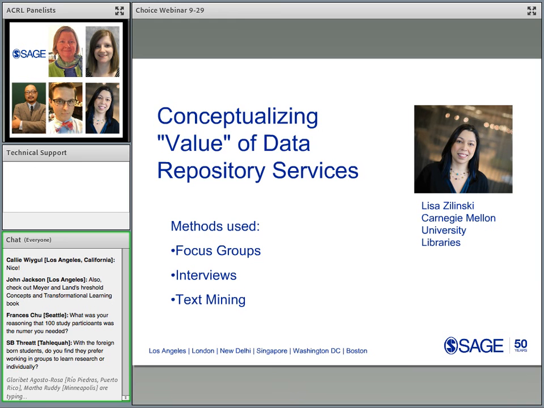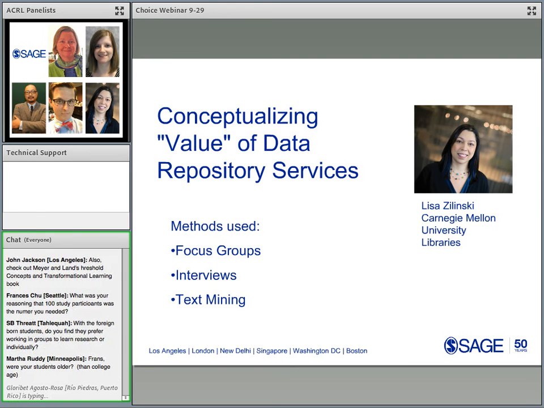So Lisa, just to remind you all, is our Carnegie Mellon University Libraries research data specialist. Lisa, could you tell us a little bit about your research, please? Sure thing, Bronia. So my research is conceptualizing value of data repository services.